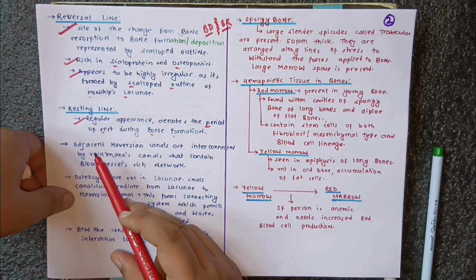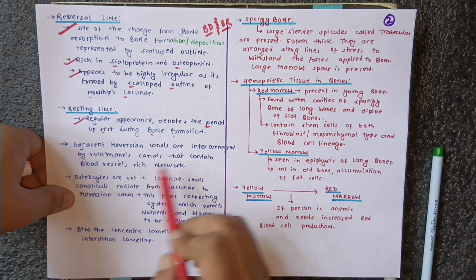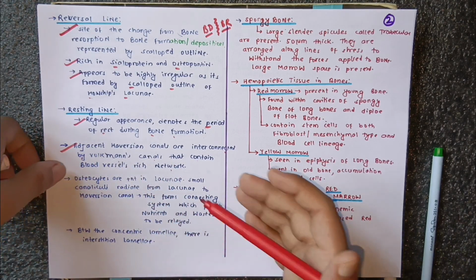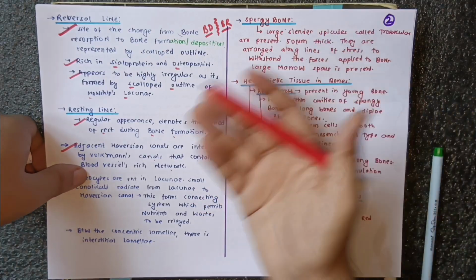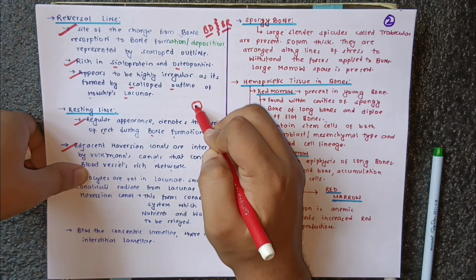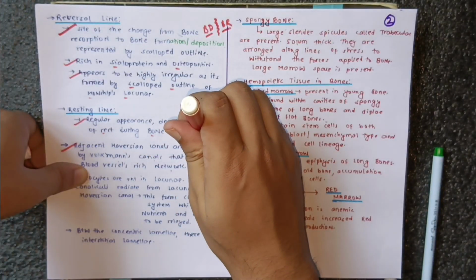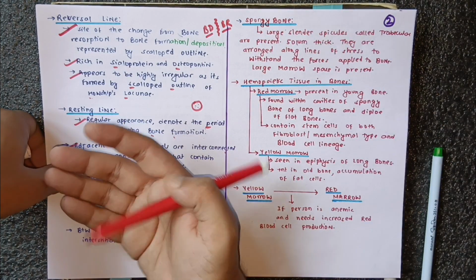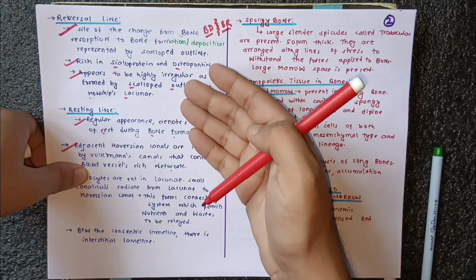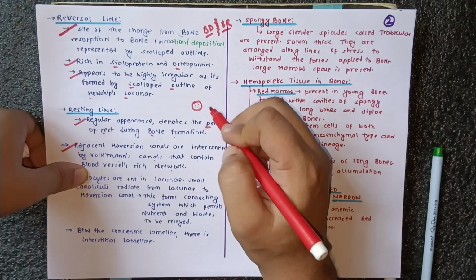Next, adjacent Haversian canals are interconnected by the Volkmann canals, which contain a blood vessel rich network. When you cut the bone in a transverse section, you can see the Haversian canals, because they run longitudinally and you are cutting the bone transversely. You can see the Haversian system easily. But when you cut the bone longitudinally, then you see the Haversian canals differently.